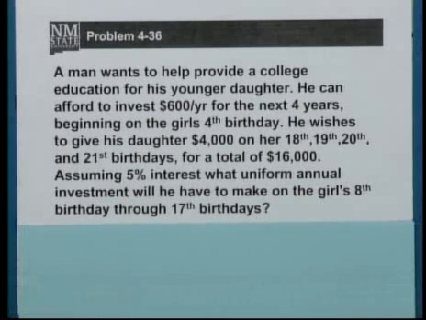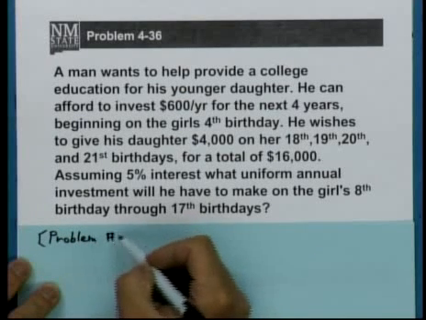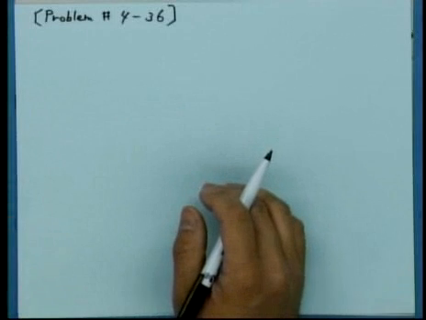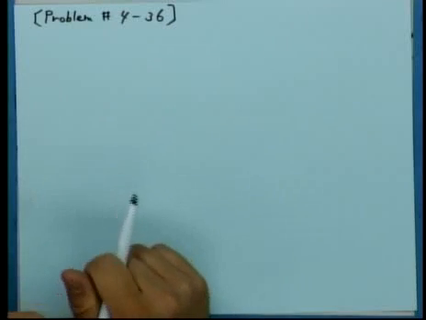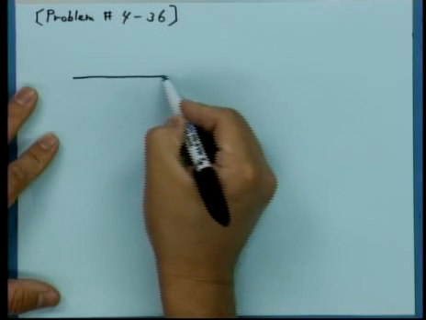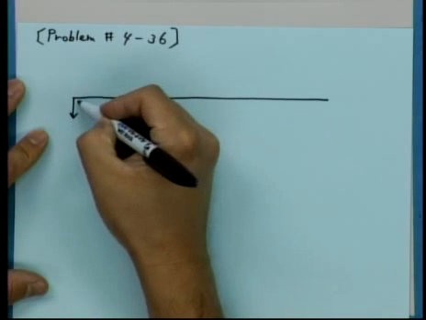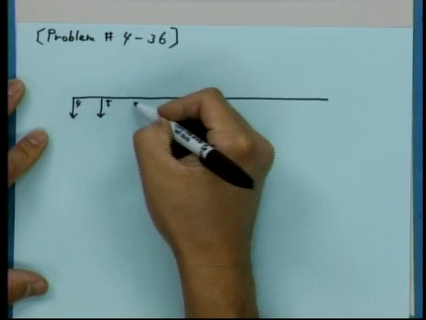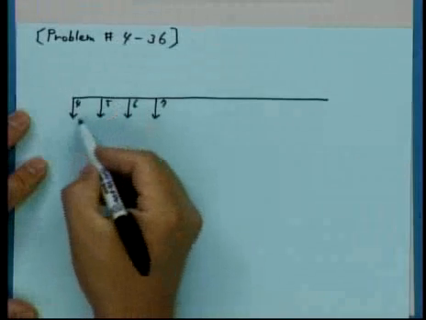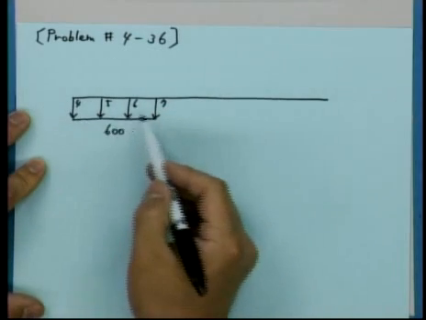Okay, so let's draw the cash flow diagram first. So we are working on problem number 4-36. So beginning on his girl's fourth birthday, right? Starting from daughter's fourth birthday, 4, 5, 6, and 7. He can afford to invest $600, right, per year for the next 4 years, right?